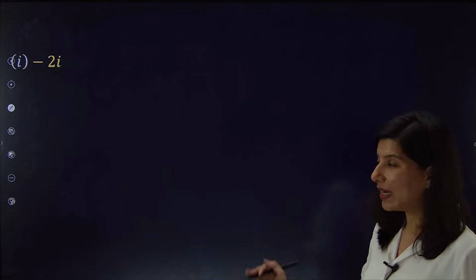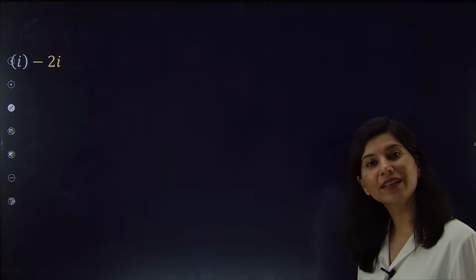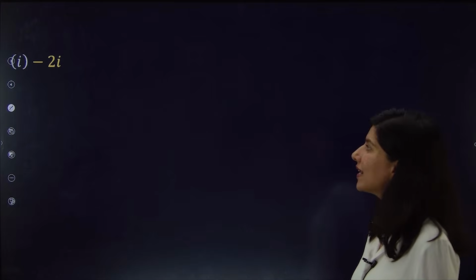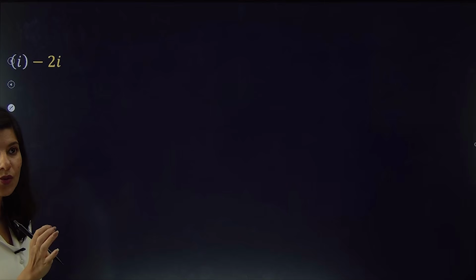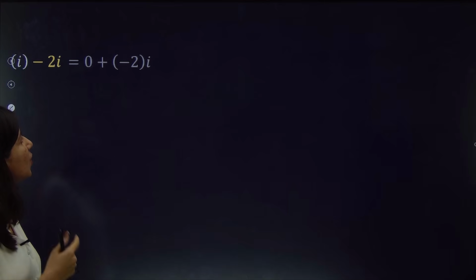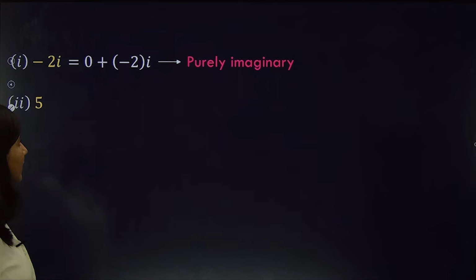Now, one by one, just tell me whether this is purely real or purely imaginary. Okay, -2 iota. So we know that b is -2 but a is 0. The real part is 0. If real part is 0, this is purely imaginary. Right? What about this 5? Purely real.